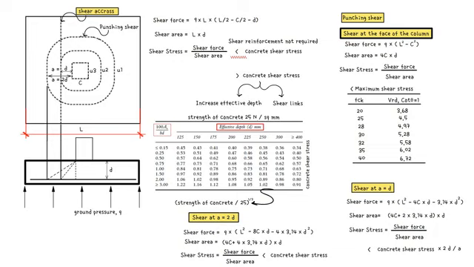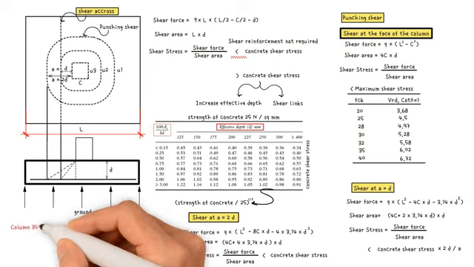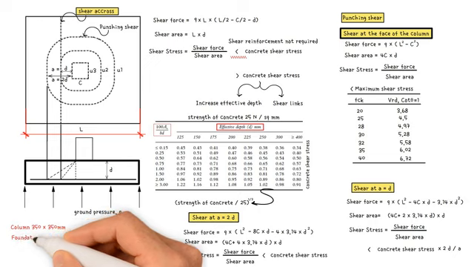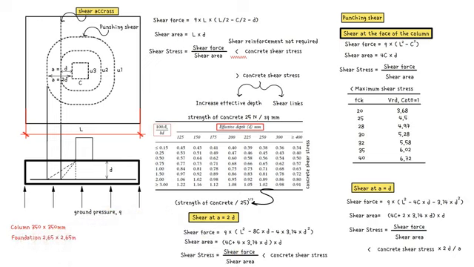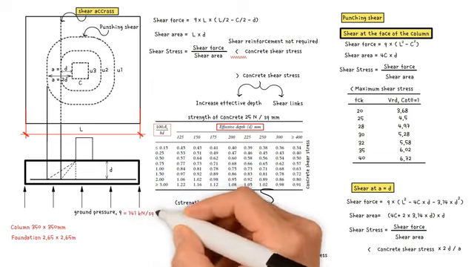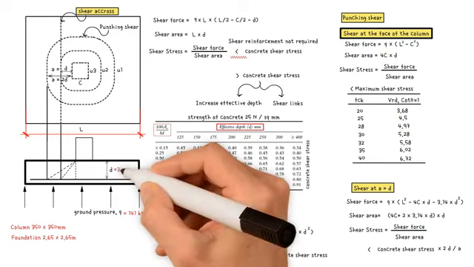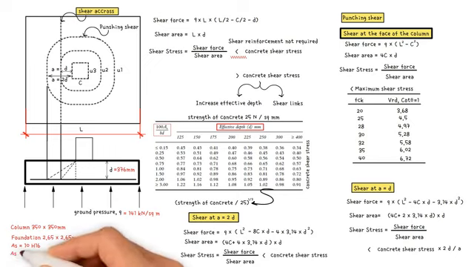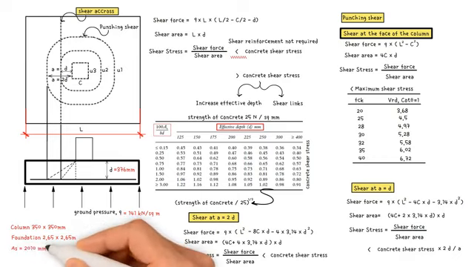From the previous video, the dimensions of the column are 350 mm by 350 mm, and the dimensions of the pad foundation are 2.65 meters by 2.65 meters. The ground pressure is 141 kilonewtons per square meter, with a 376 mm effective depth. We used a total of 10 16 mm bars. As a result, our provided steel area equals the area of a steel bar, 201 mm squared, multiplied by 10, giving us 2010 mm squared.